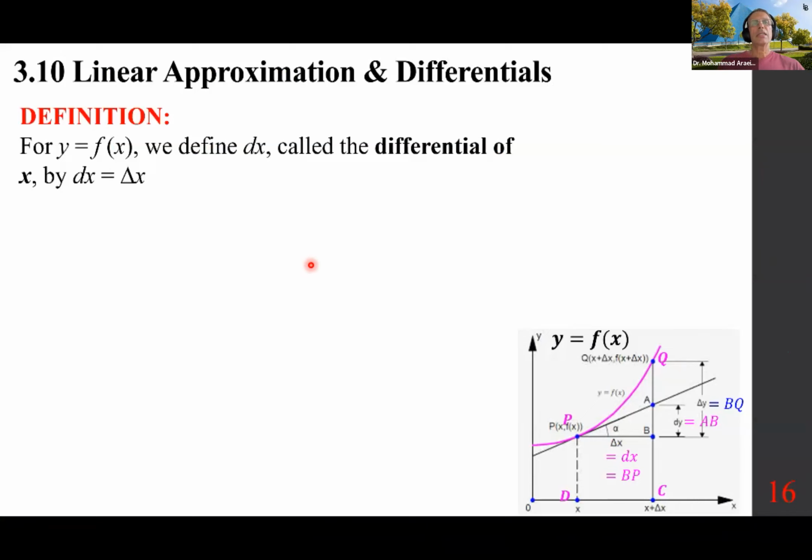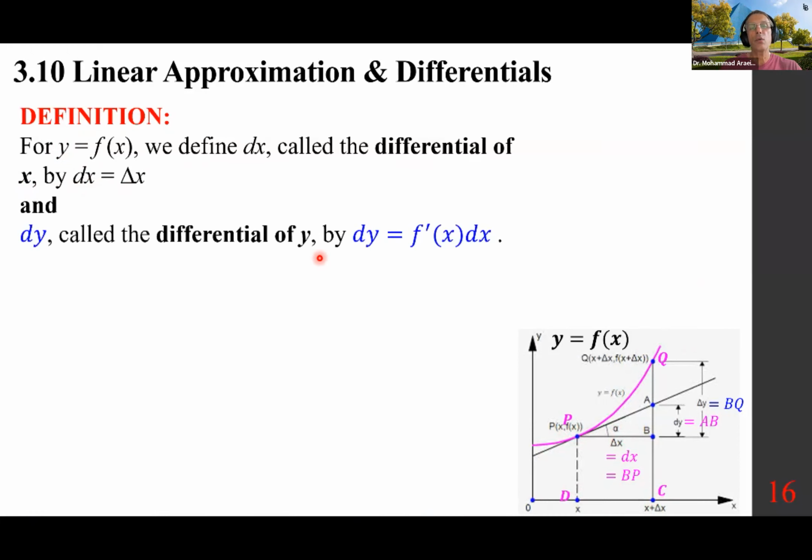So 3.10 is linear approximation and differentials. So here's the definition. For y equals f of x, we define dx, called the differential of x, by dx equals delta x. So if you look at this graph, we have a curve y equals f of x. As we move from P to Q, it creates the change in x, the run, which we call delta x or dx, or this distance BP, which is the same as DC.